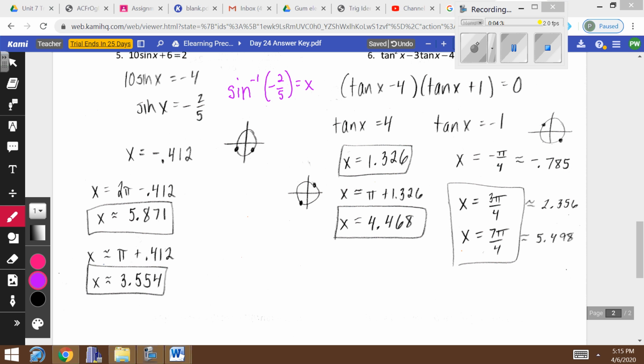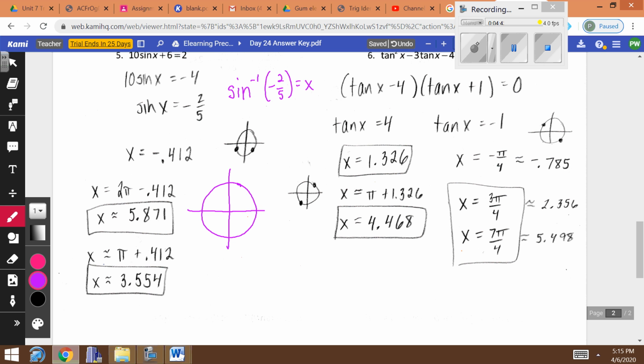I'm going to draw it a little bit bigger just so I can draw on it here. If I think about this, we know that our sine is negative, our y coordinate is negative, down here in quadrant 4, and down here in quadrant 3. Again, it doesn't really matter where I put that, I'm just drawing an idea here. But right now we have that negative answer, that negative 0.412.